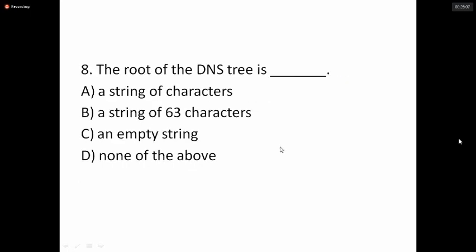The root of the DNS tree is dash. A string of 63 characters? An empty string. Very good. All the other options are wrong, so B is the right one. The root of the DNS tree is always signified by an empty string. 63 is the maximum characters of a label. Sorry, it is an empty string.